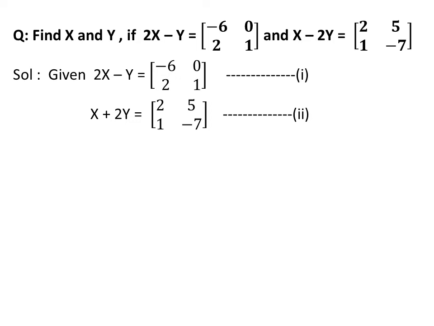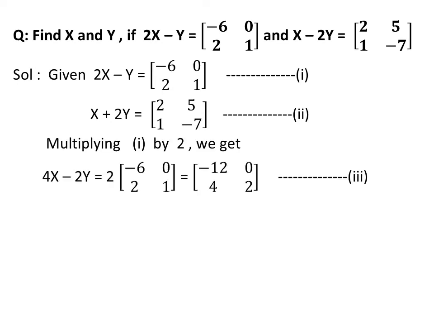As addition and subtraction of matrices X and Y is equal to matrix of order 2 by 2, so order of matrices X and Y must be 2 by 2. We solve these two equations just like we solve linear equations in two variables. First, we multiply the equation 1 by 2.